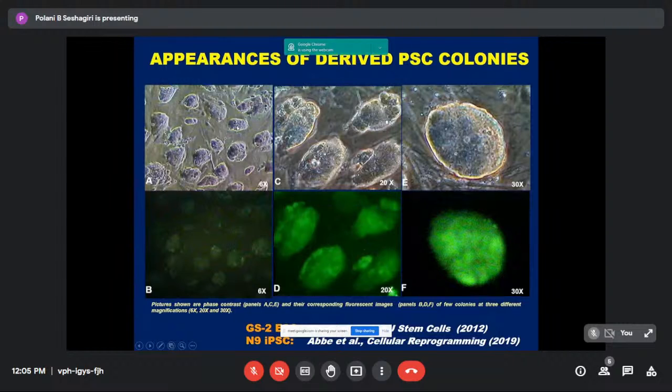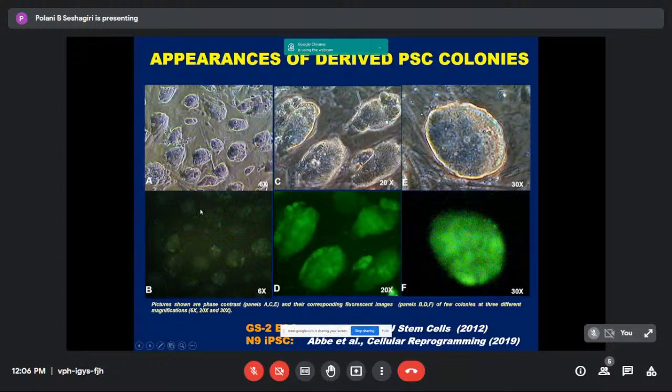Each colony may have 50 to 100 cells, and they form a very nicely compacted colony. This is not a compacted embryo, but these are embryonic stem cells or induced pluripotent cells, which are compacted and have a nice distinct boundary around them. Usually each colony has 50 to 100 cells. This is a single colony. Because these are from the transgenic mouse, every cell will be fluorescing.